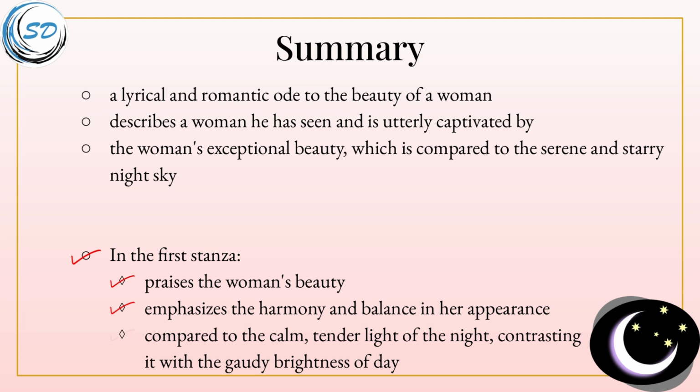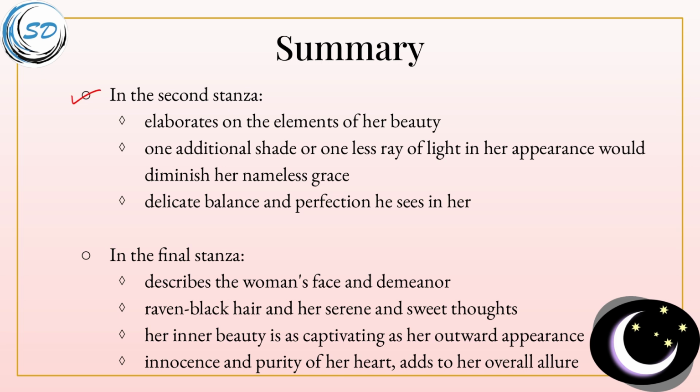The woman's beauty is compared to the calm and tender light of the night, contrasting it with the gaudy brightness of day. In the second stanza, the speaker elaborates on the elements of her beauty. He notes that one additional shade or one less ray of light in her appearance would diminish her nameless grace, highlighting the delicate balance and perfection he sees in her.